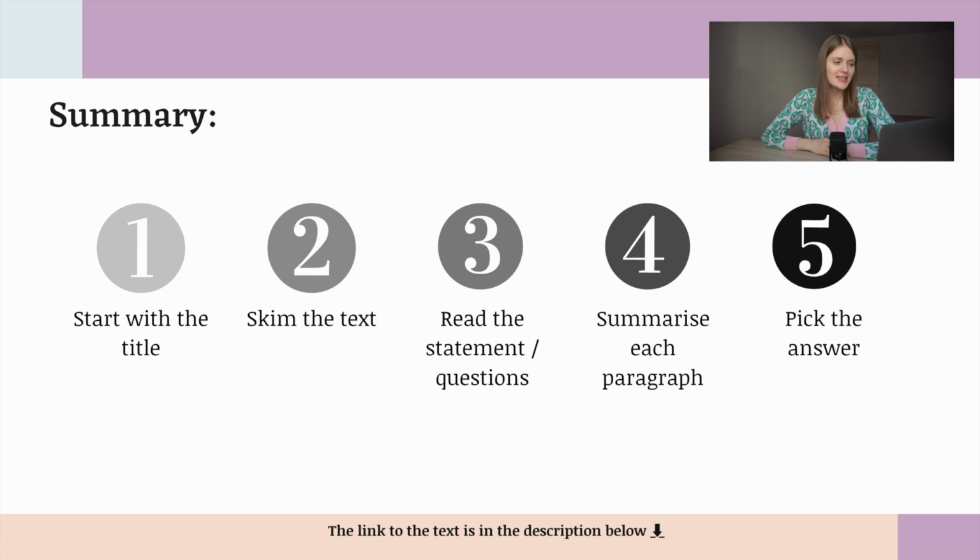Number 1. Start with the title of the text to understand its main theme and purpose. Number 2. Skim the text quickly to get the general overview and confirm your predictions. Number 3. Focus on the questions and statements before looking at the answer options. Number 4. Analyze each paragraph by summarizing its main point. And number 5, get back to the questions and pick the right option. And don't forget to find evidence in the paragraph.